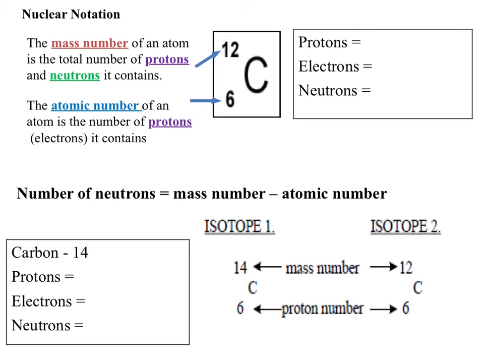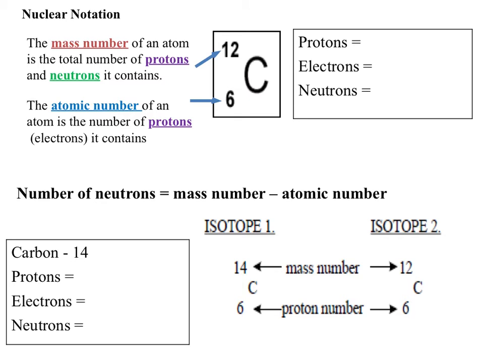Now, atoms are neutral, and the reason they're neutral is because they contain equal amounts of protons and electrons. So if you've got 6 protons in an atom, we are likely to have 6 electrons. We will have 6 electrons if it's an atom. The only case the electron number will be different is if it was an ion.